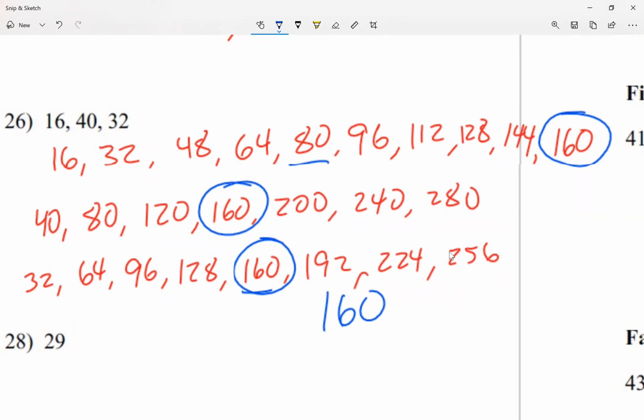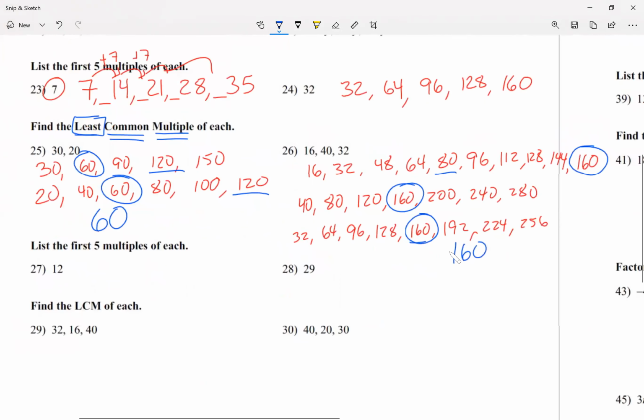Again, common multiple means it's a multiple in all of them. If we only have two numbers, it has to be a multiple of both numbers. If we have three numbers, it has to be a multiple of all three numbers. I'm just looking for that least common multiple. Let me zoom out on what we did today so you can see it. It's right there.